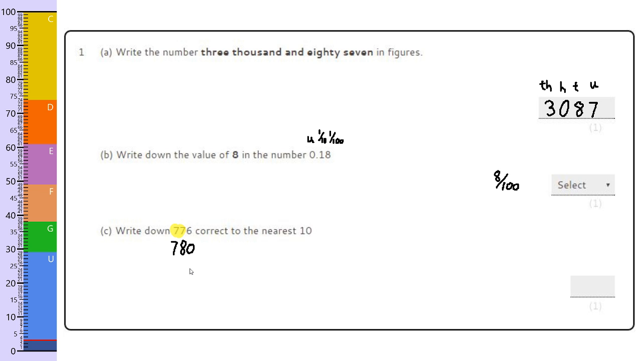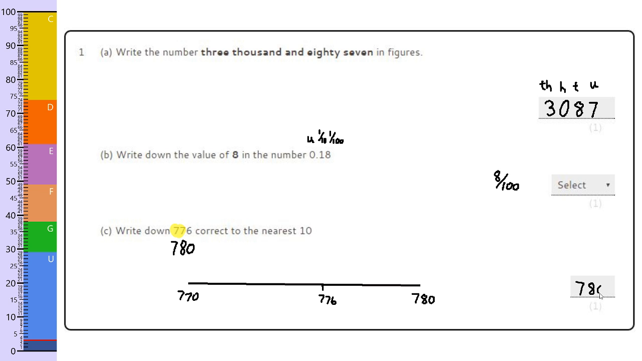So a quick explanation of that using a number line. Okay, so let's draw out our number line. So we've got 770 and 780 are our nearest tens. Okay, and we're doing it to the nearest 10. So we've got to look at where this number is on this line. This number is about here. So it's closer to the 780. So that's why we have 780 as our answer.